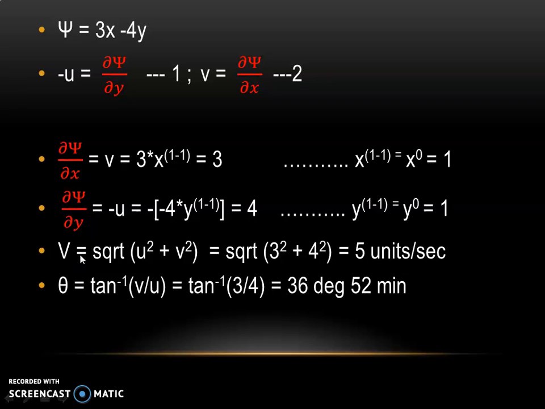So we will substitute in the equation to find resultant velocity V, which will be equal to square root of u square plus v square. So this is equal to square root of u is 4 and v is 3. So 4 square plus 3 square, and square root of that, which will be equal to 5 units per second.